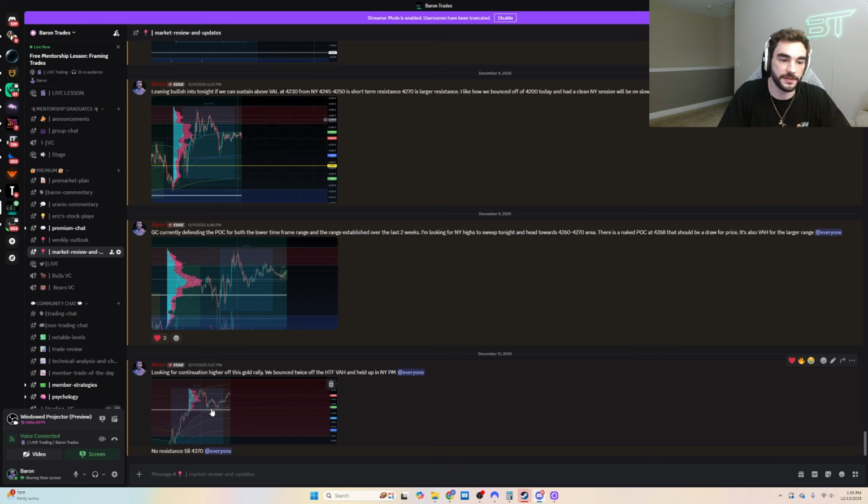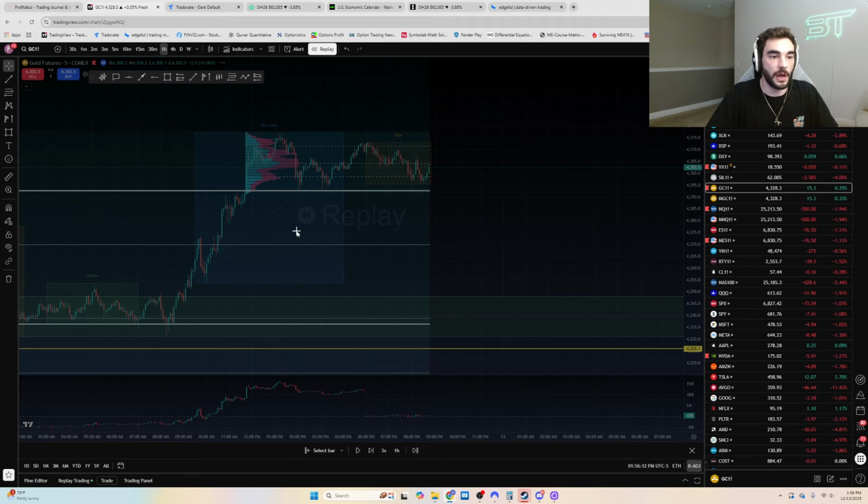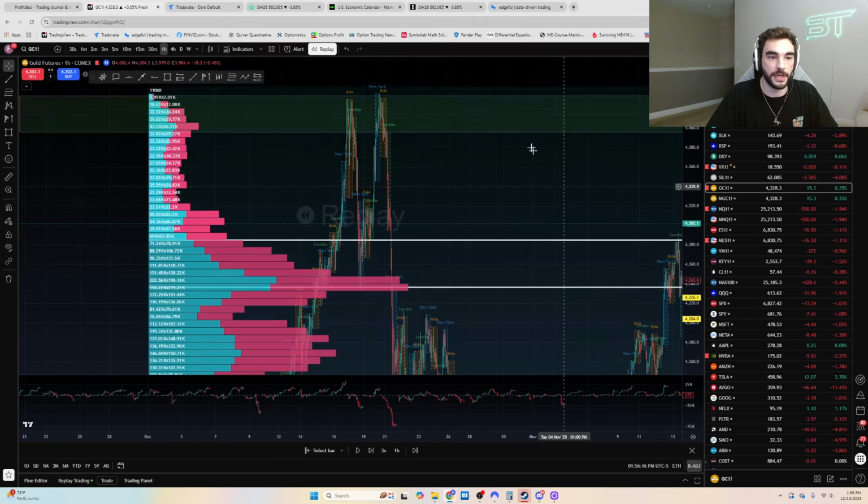I want you guys to be self-sufficient traders. I personally don't even like posting signals in my Discord. No resistance till 4370. Note that level. Why do I have 4370? So I've identified a location. My context is we're in a bullish rally. I need to have other locations outside of this range.